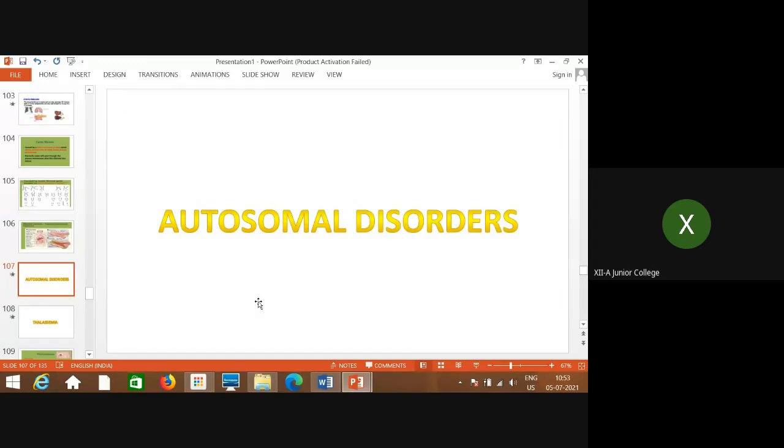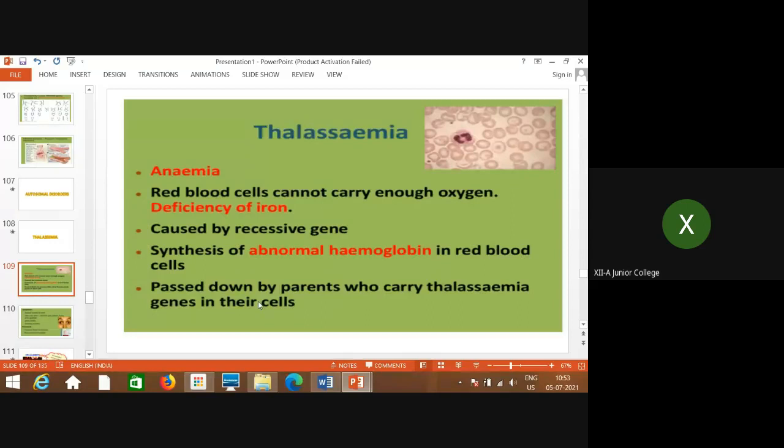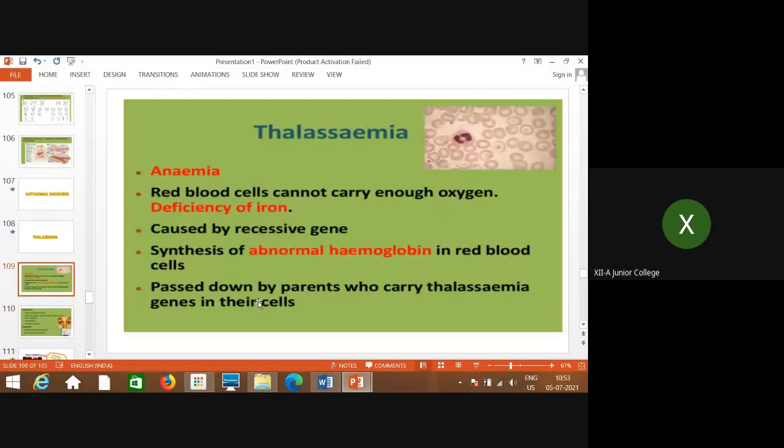Now we will talk about a few other chromosomal aberrations or disorders. One of these is thalassemia. It is an anemic condition where red blood cells cannot carry enough oxygen, caused by a recessive gene. There is synthesis of abnormal hemoglobin in red blood cells, and it is passed down by parents who carry thalassemia genes in their cells.